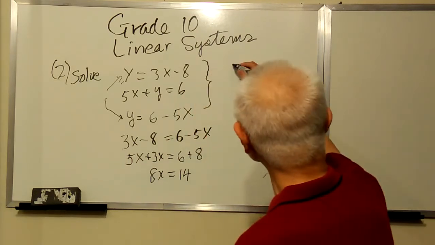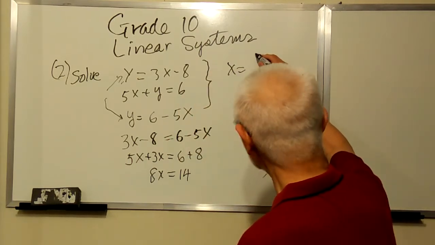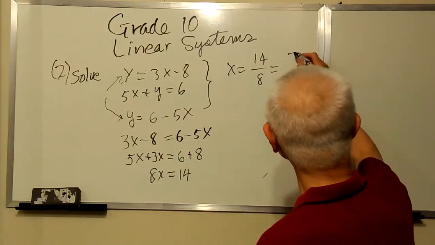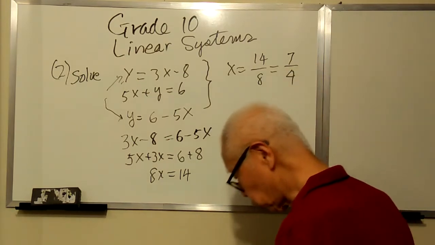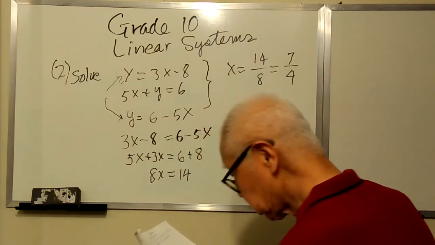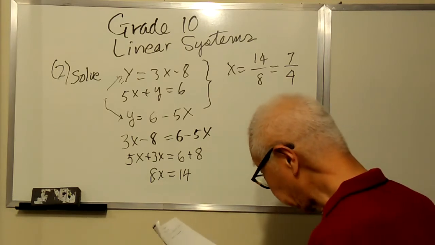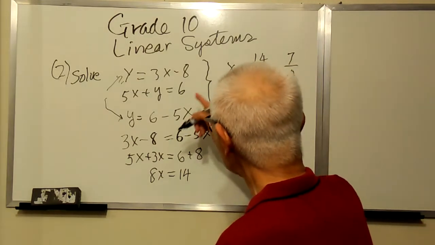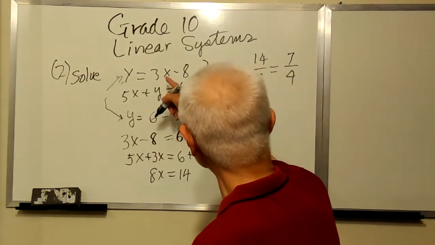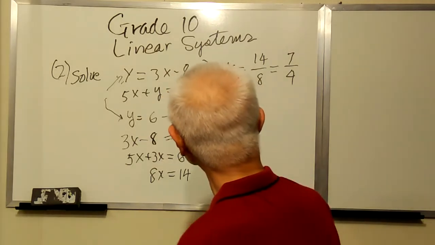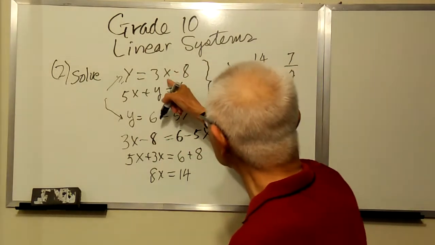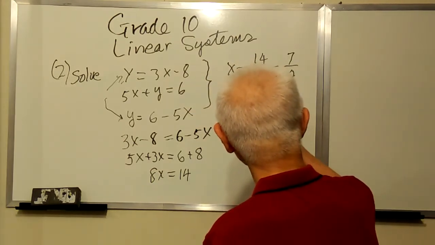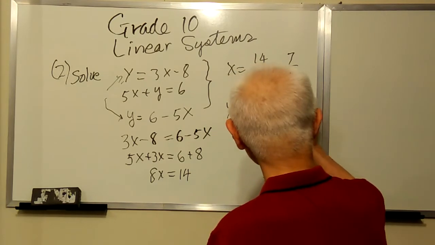So what is my x? x is 14 over 8. And this, reduce it, 7 over 4. So in my second example, the x part is 7 over 4. So how do I find the y? You can put the x value into here or put the x value into here. So which way is easier? Maybe I use this, right? y is equal to 3 times 7 over 4 minus 8.